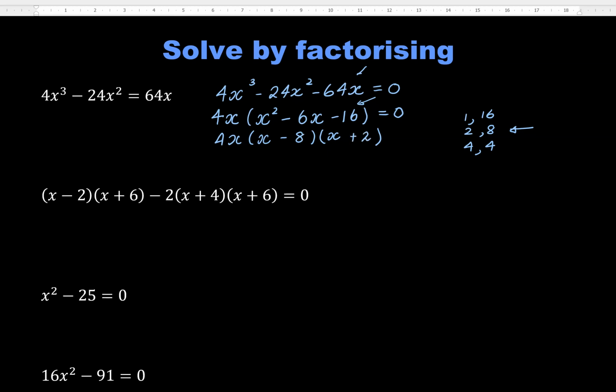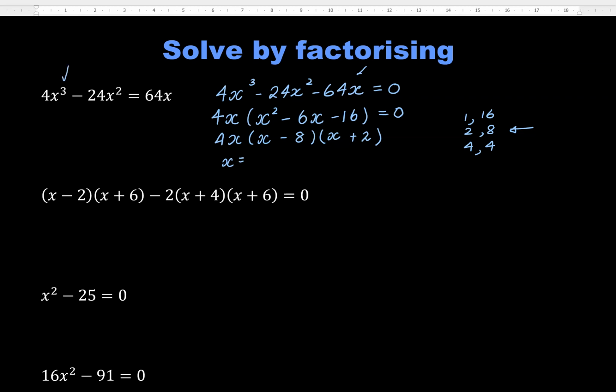Okay, always double check. You're factorising by expanding. So x times x, yes, I get the x squared. x times 2 is a plus 2x, but then I have to take 8x. So yes, I get the minus 6x, and a negative 8 times positive 2 does indeed give me minus 16. So I know that works. You've done all the hard work. Make sure you finish that off by solving.